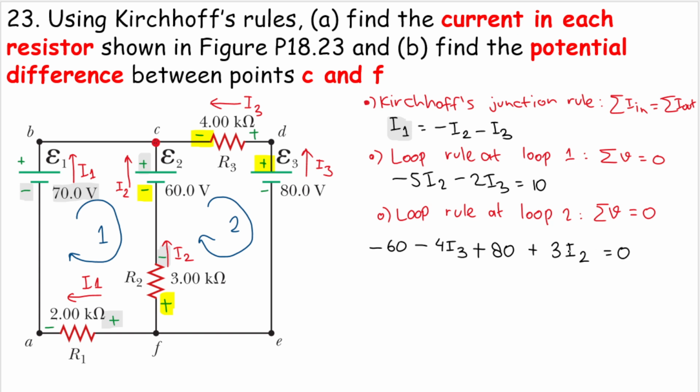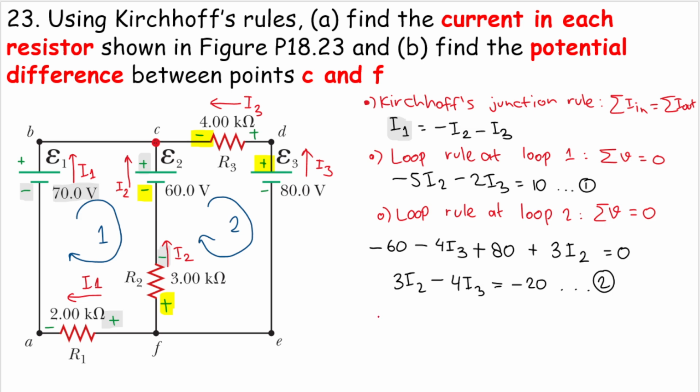And then what else can we do? I think we will have 3I2, and then minus 4I3, and minus 60 plus 80, that will be 20. And we move this 20 to the right hand side. So I'll have minus 20. Good. And if you see here, we have two equations with two variables, which are equation number 1 and equation number 2. We should be able to solve them using linear algebra.